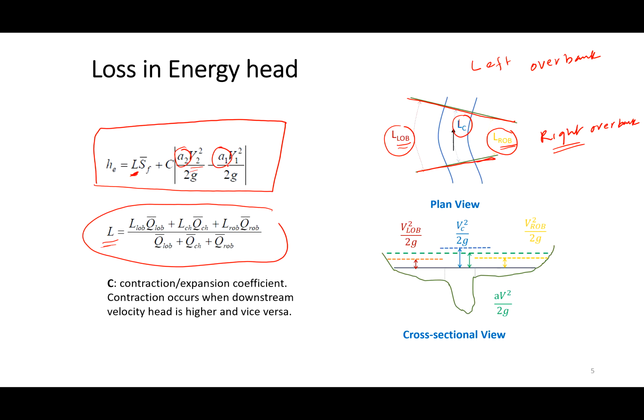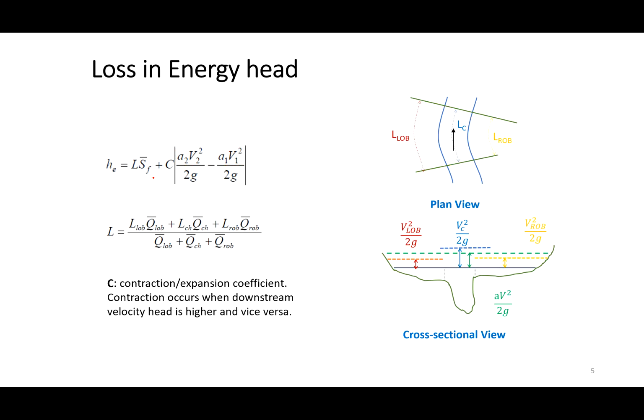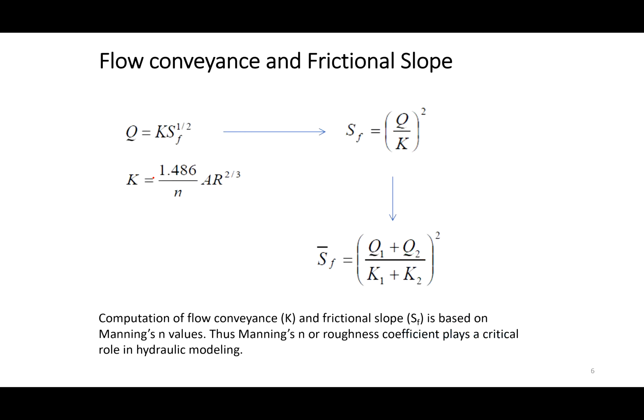So V1 and V2 can be estimated by using the Manning's equation, and for SF there is another expression that you see here. You can relate this to the Manning's equation, Q equals area times velocity. So velocity is 1.486 over n, A R raised to 2/3, which is what you see here for K.